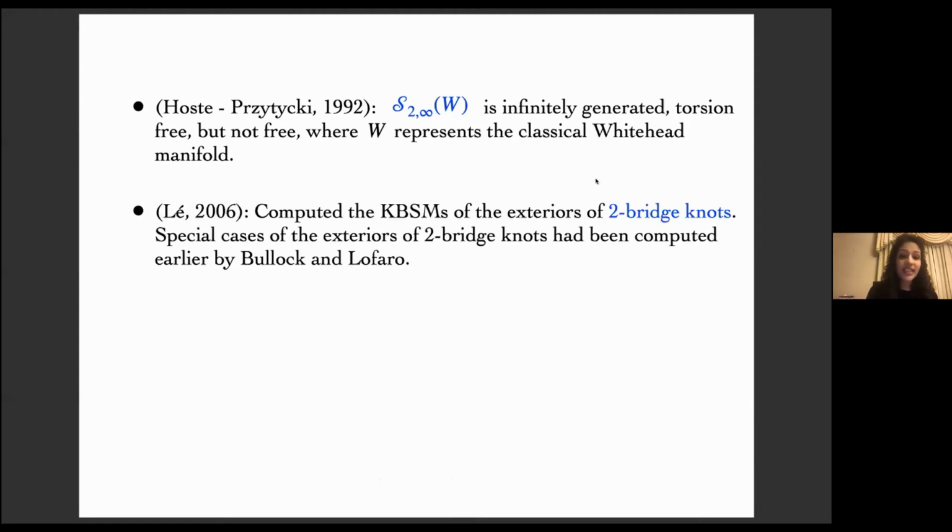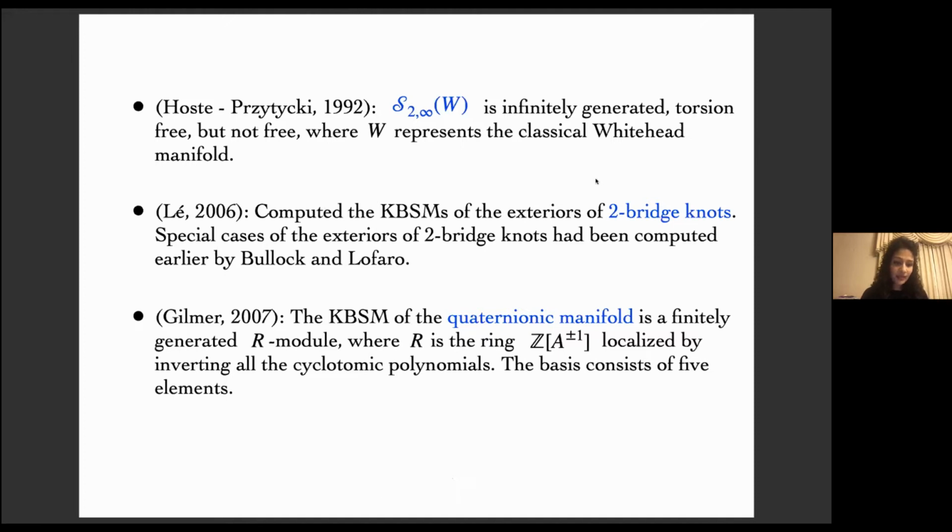Tangley in 2006 computed the KBSMs of the exteriors of 2-bridge knots, and special cases for these had been computed earlier by Doug Bullock and by Lofaro. Patrick Gilmer in 2007 computed the KBSM of the quaternionic manifold and showed that this Skein module is finitely generated over the ring of Laurent polynomials in the variable A, localized by inverting all the cyclotomic polynomials. And the basis of the Skein module consists of 5 elements.